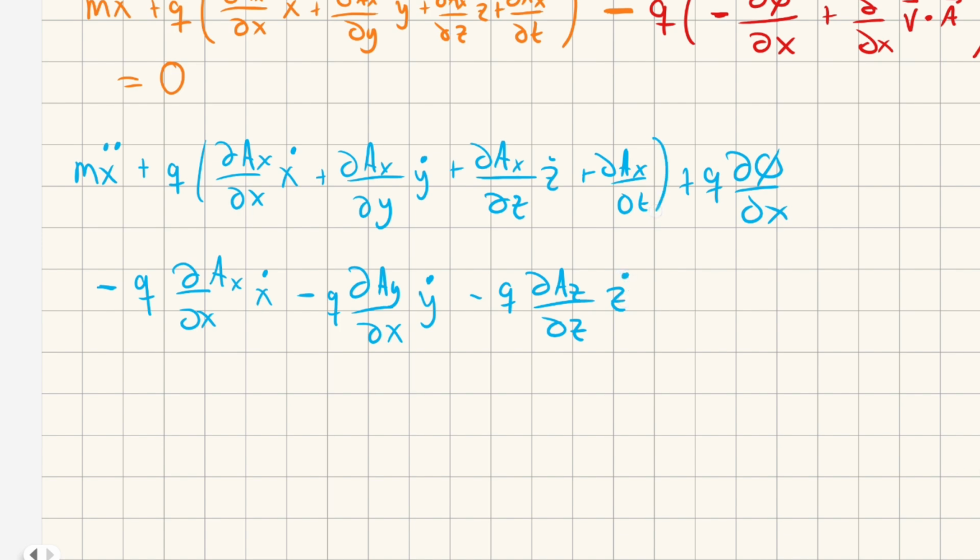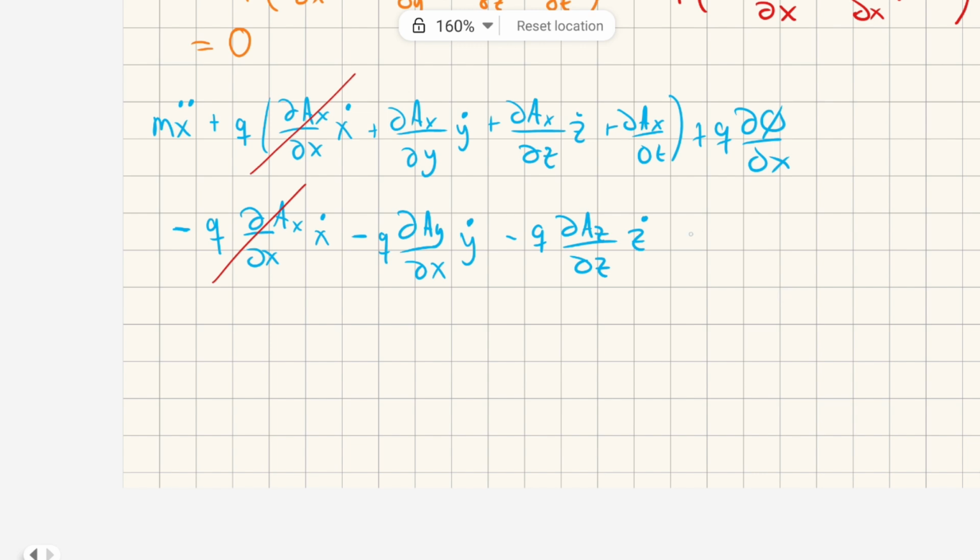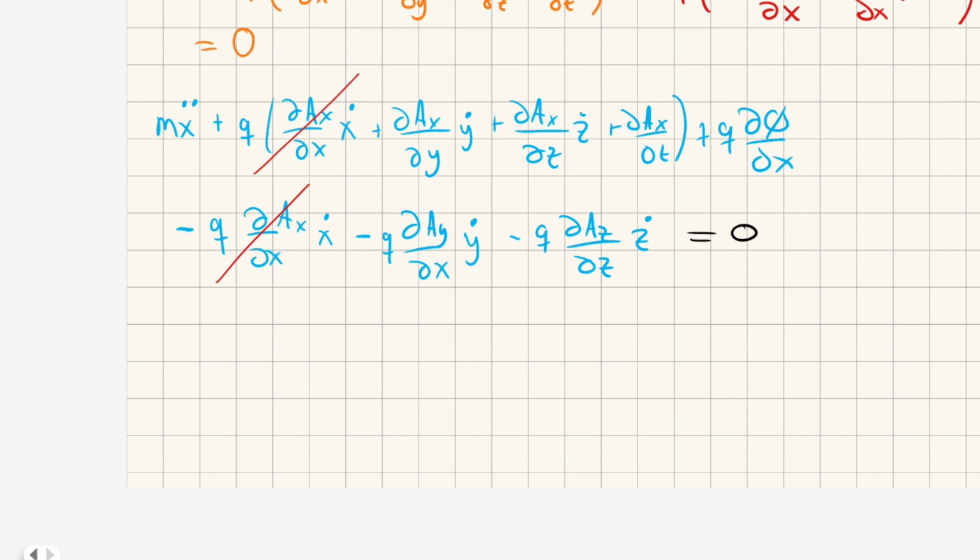And here I should close the parenthesis, and then we can easily see that this element can cancel with this element. I think that's the only element that can get cancelled. Recall that this is equal to 0. So what we are going to do here is to factor this q with the derivative of phi and the derivative of ax with respect to time. So we are going to get that mx double dot plus q times the derivative of phi with respect to x plus the derivative of ax with respect to time, like this.